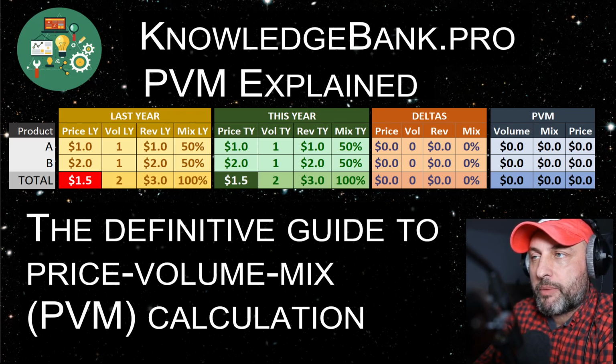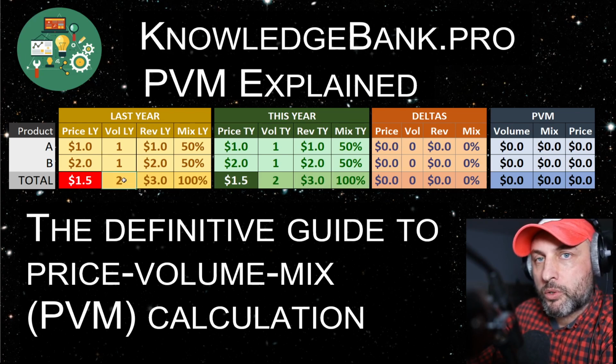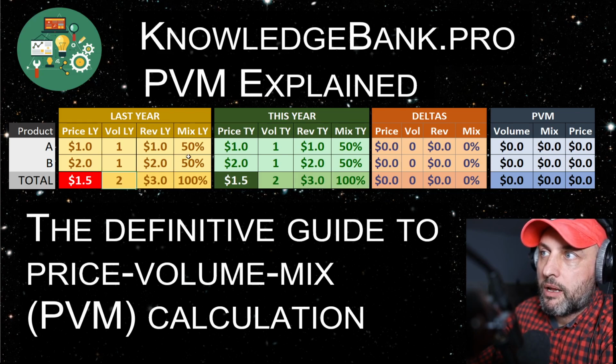Let's talk a little bit about mix. What does mix mean? Well, let's take a look at last year's mix. So we had 1 unit of A and 1 unit of B sold last year. So in total, we sold 2. In order for us to understand what the mix is, we just need to understand the share in the total unit portfolio of each product. So when we have 1 and 1, 1 plus 1 is 2, our share of each product, or mix, is 50-50.